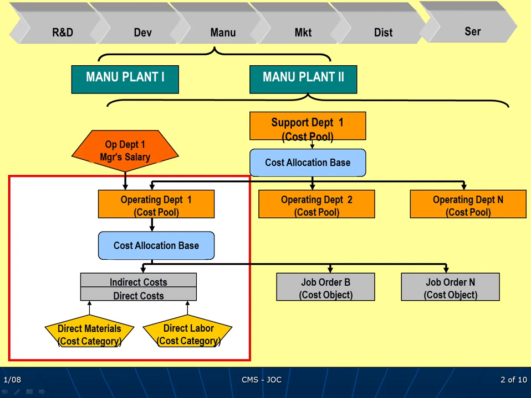Then we would allocate those costs to the job orders based on how many actual direct labor hours a job order used. For example, if job order A used 100 direct labor hours, that would be 100 times 10, or $1,000 of allocated indirect manufacturing overhead cost to that job order. If job order B used only 50 direct labor hours, then it would be 50 direct labor hours times our normal manufacturing overhead rate of 10, for a total of $500 allocated to that job order.